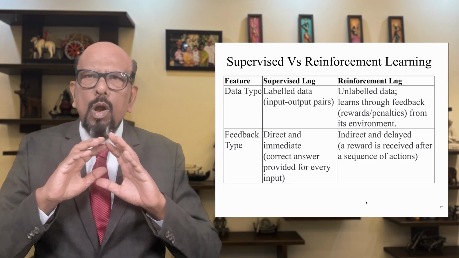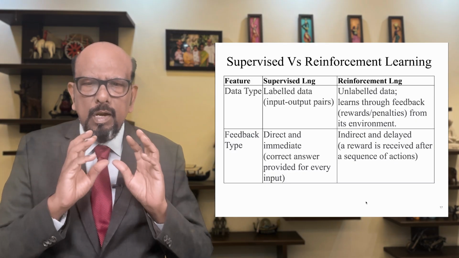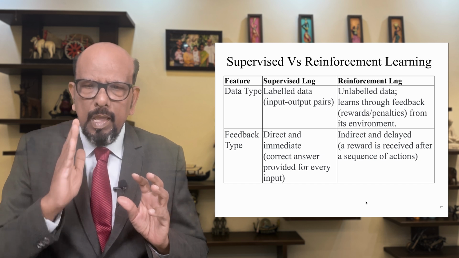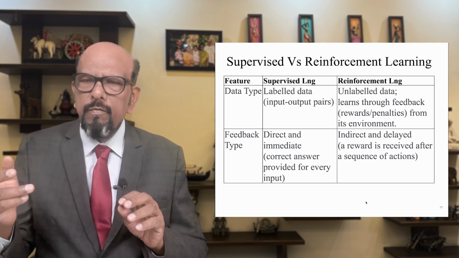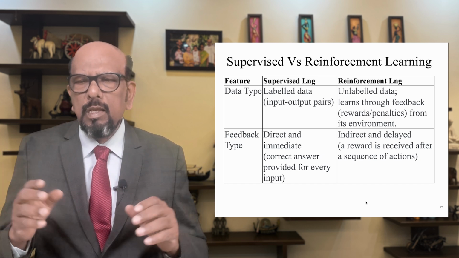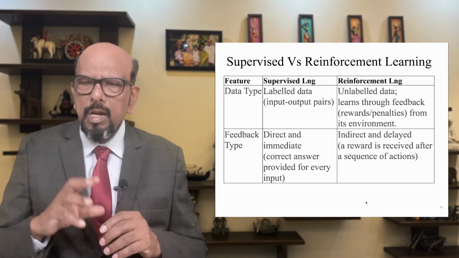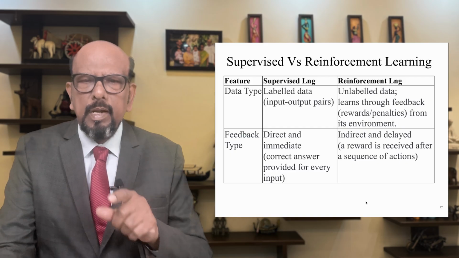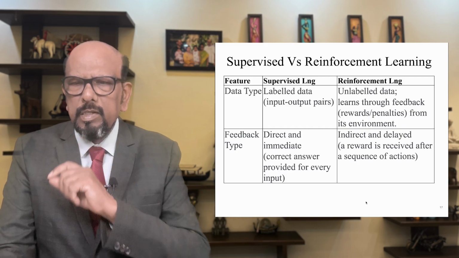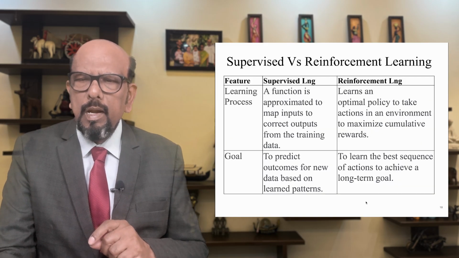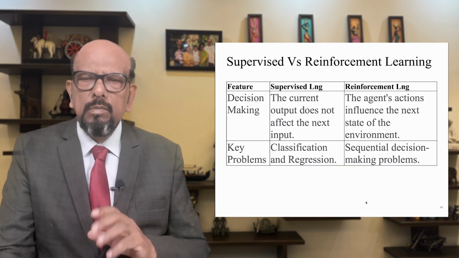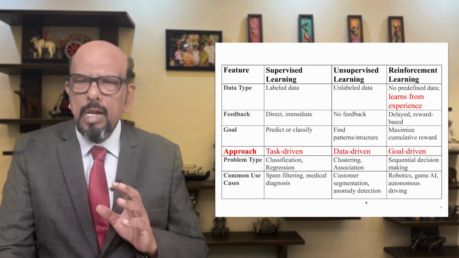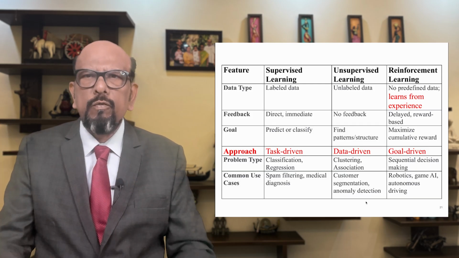If you want to analyze, for data type in supervised learning you have labeled data. For reinforcement learning there is nothing, unlabeled data, that's all. Only the feedback is given. Feedback type is direct for supervised learning, whereas indirect and delayed for reinforcement learning. So these are all some key differences between supervised learning, unsupervised learning, and reinforcement learning.